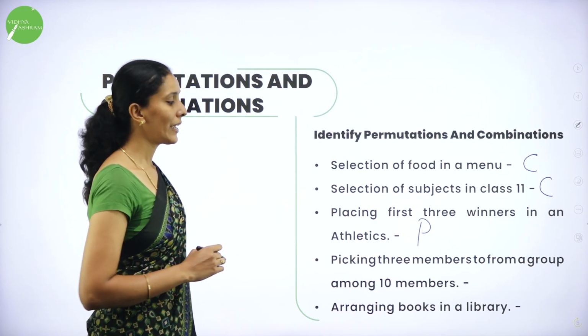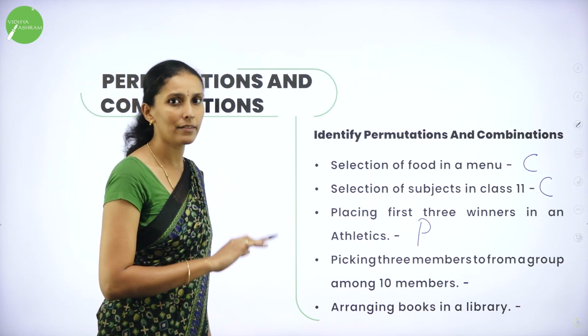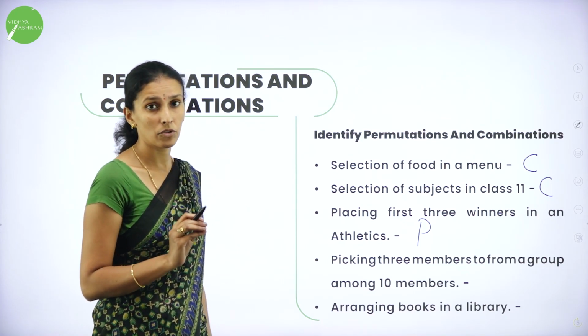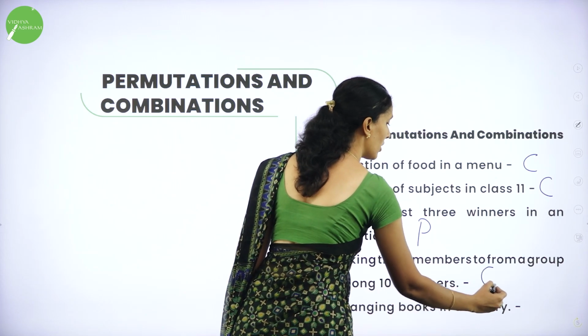Picking three members from a group among 10 members. You can choose any 3 members from 10 members. So there is no restriction whom you have to choose. So therefore this is an example for combination.